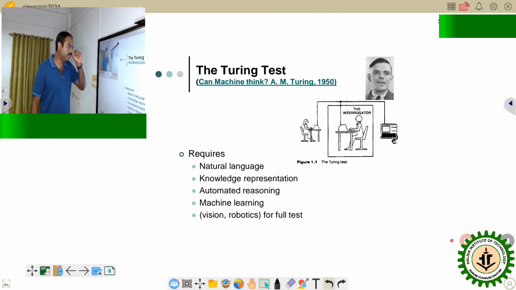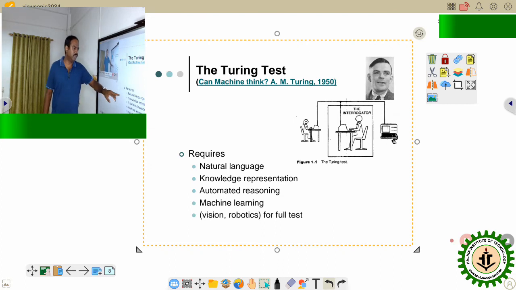Now, the Turing test: for getting a machine to be artificially intelligent, what is the requirement? The requirement is first natural language, then knowledge representation, then automated reasoning, machine learning, and vision and robotics for the full test. Now here I'll stop for a while and describe a few of these things.